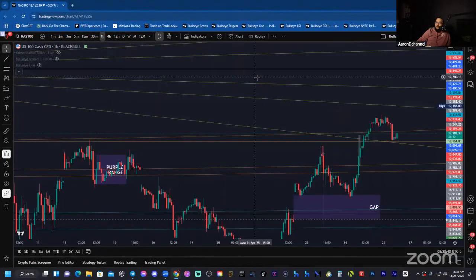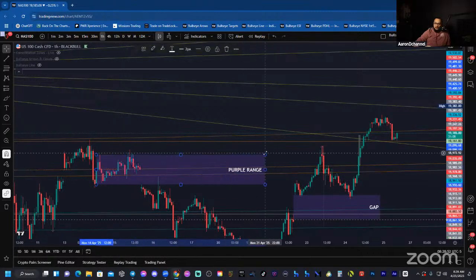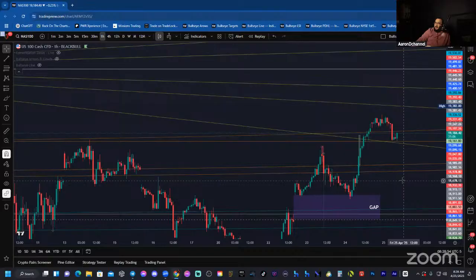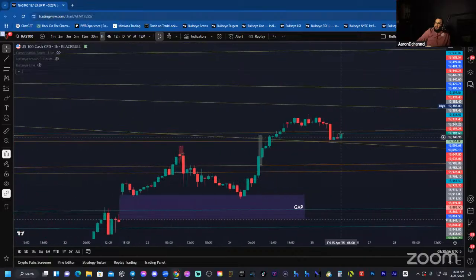What else? Oh, we have a beautiful map. Let's go to the map. Okay, hour time frame. Purple range is right here. We'll get rid of that. We're in this arc currently, so let's see if we can break above this arc.